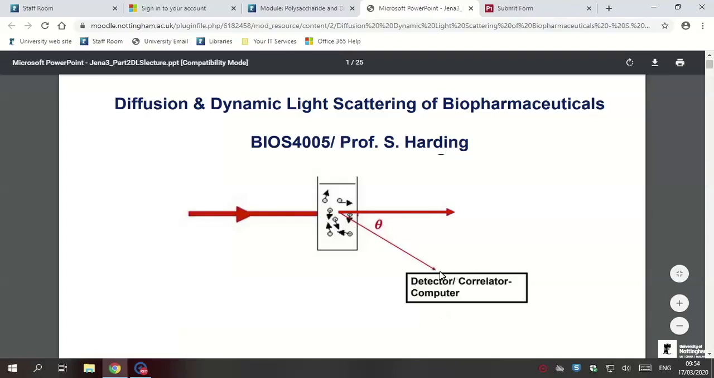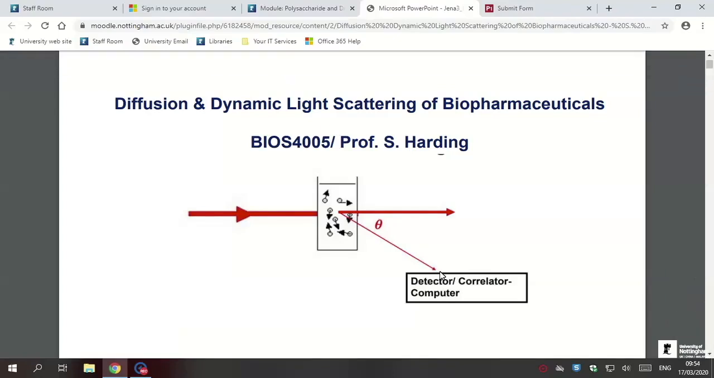You shine laser light at the solution, and then you measure the intensity of the light scattered at an angle. But instead of the classical light scattering we showed you before, where we looked at the average intensity as a function of angle to get the molecular weight and the radius of gyration and things like this, with this technique it's a bit different, because what we're looking at is the movements of the molecules, because the molecules are moving about through Brownian motion. The rate at which they move about depends on their sizes and shapes.